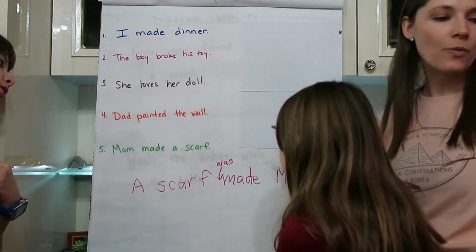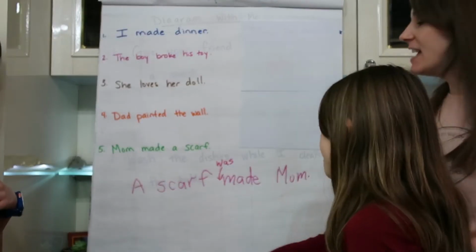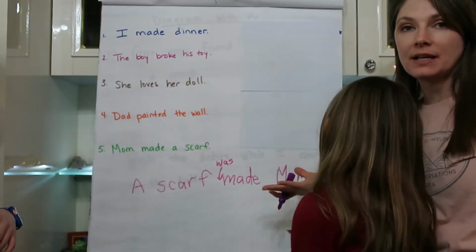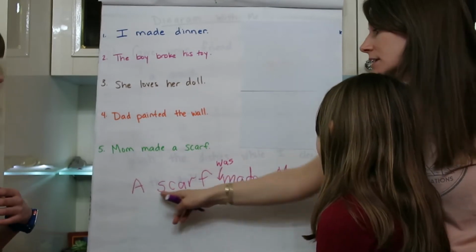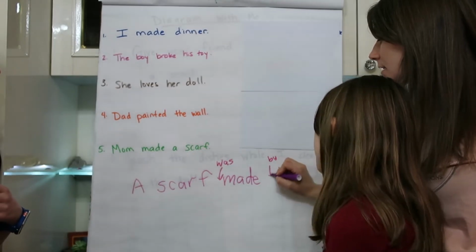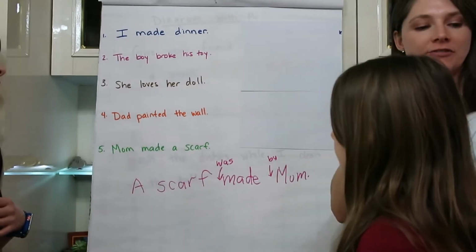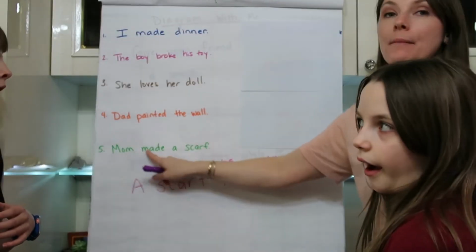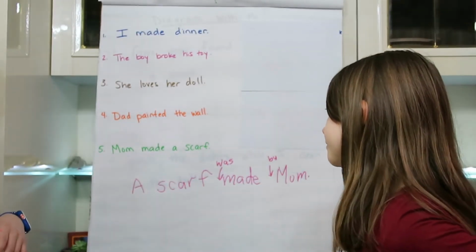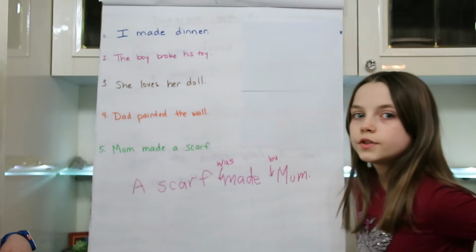A scarf was made. And then to make it make a lot more sense, we're going to add a preposition typically. So what would this preposition be? A scarf was made by Mom. So our new sentence from the active voice, Mom made a scarf, gets switched to a scarf was made by Mom.